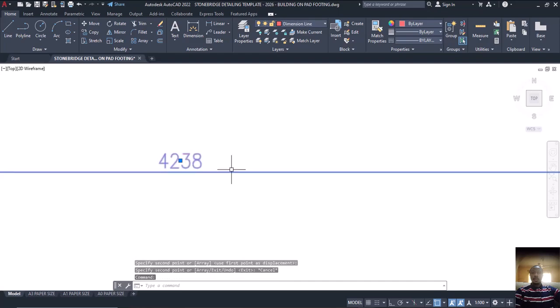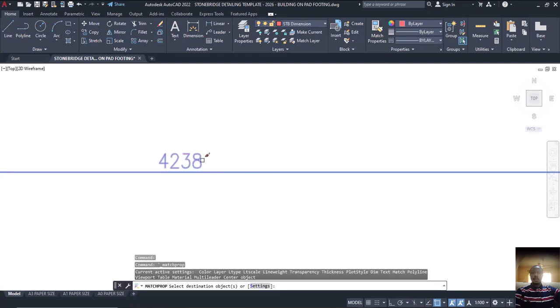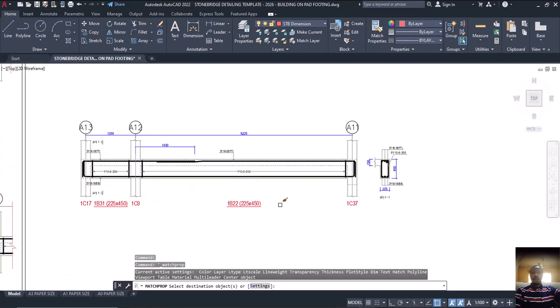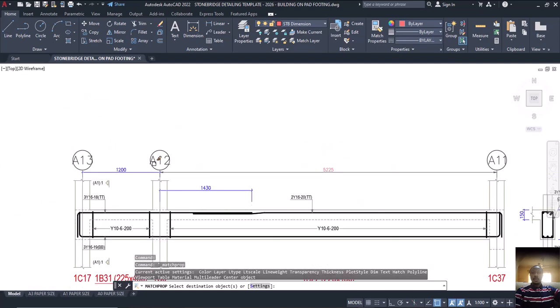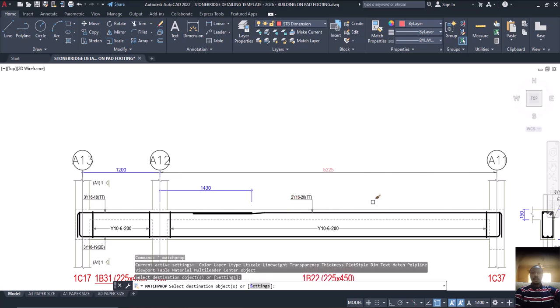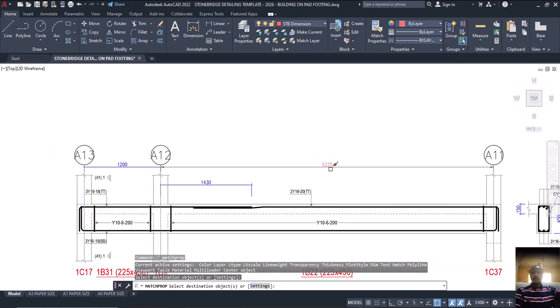Now coming to this place now, I want to match this property. Match this property. Then I'll come here now. Click on this. You can see this one. And what's the value here? This is 5,225. That's from the center of this beam to the center of this column to the center of this column. 5,225. So if I come here now and click, can you see? Automatically it has changed everything here, isn't it? And my dimensions still remain the same. It does not change my dimension.